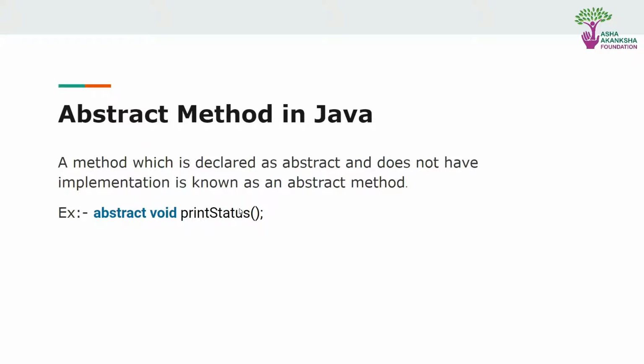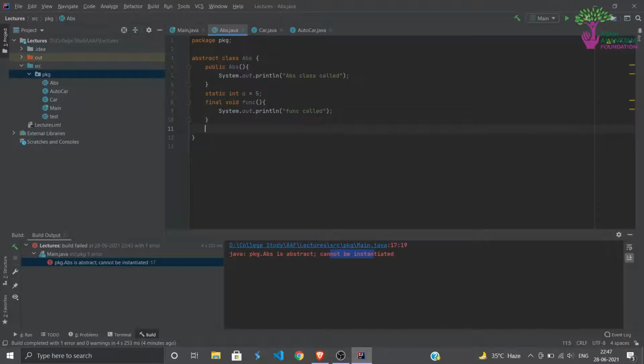So if we just do here abstract void func2, we cannot do anything within this. If we try to say hello, it shows an error. We cannot do anything, so we have to keep this empty.